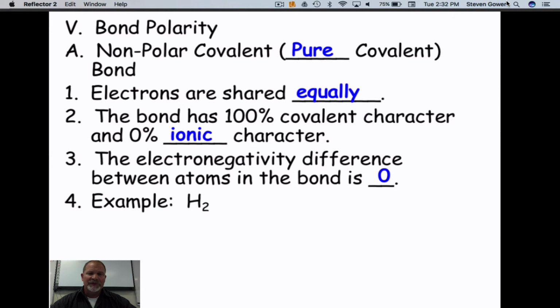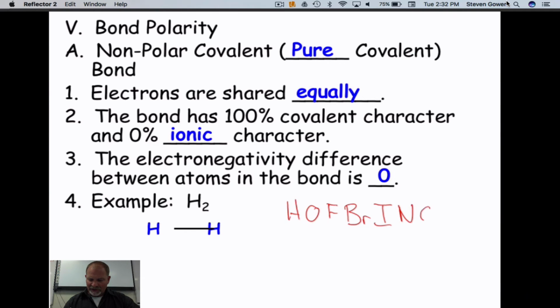the answer. So if their difference in electronegativity is 0, like we see with all of our diatomic elements, the Hopwinkel: hydrogen, oxygen, fluorine, bromine, iodine, nitrogen, and chlorine. Remember, they're all diatomics. All of those will have a difference in electronegativity of 0. It's just itself minus itself. So you don't even have to actually look those ones up.